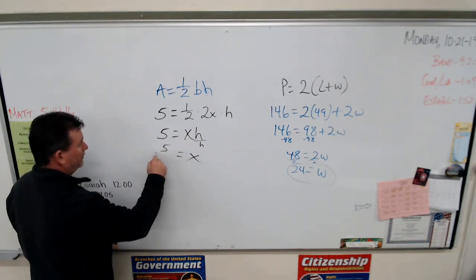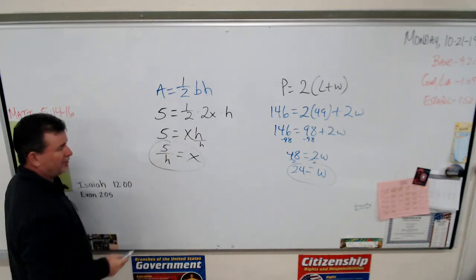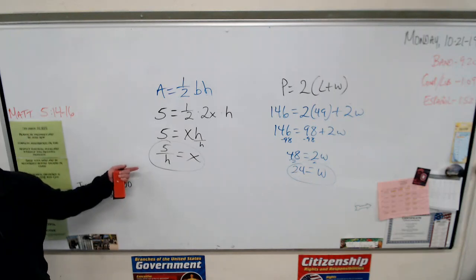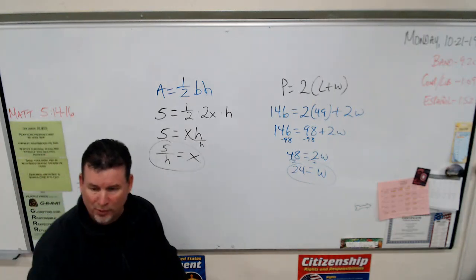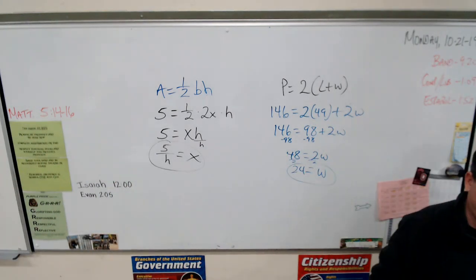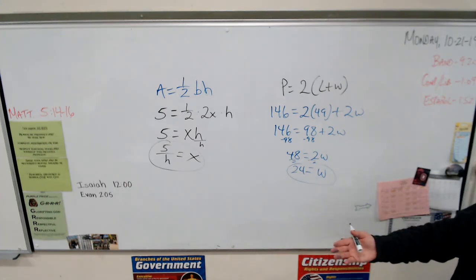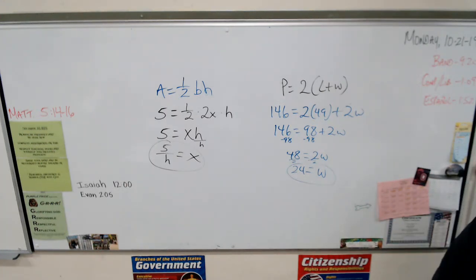5 over h. Now, that looks bizarre to you. So if you were to do that one on your own, you'd be like, this can't be right. This x equals 5 over h. Got it?